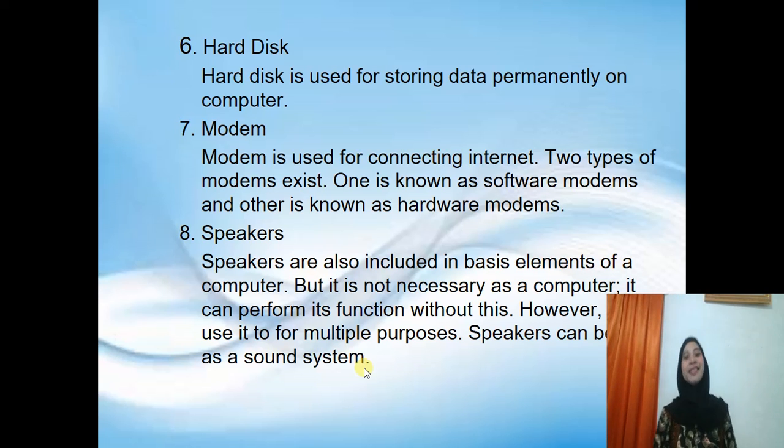Well, it is easy, isn't it? Okay, don't forget, you may try to remember the keywords of the function of each basic element of a computer.